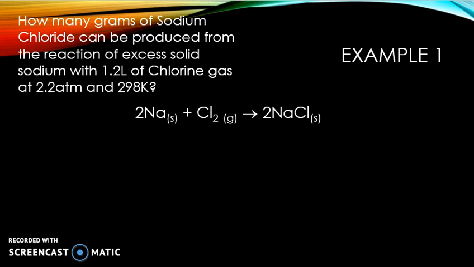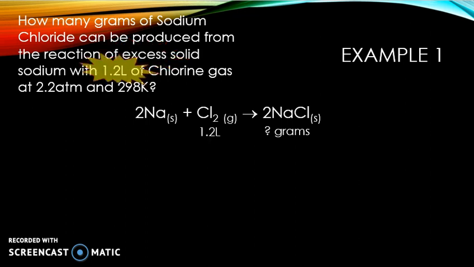The second step in my process is to take the numbers that they give you and layer them underneath each chemical to make the planning process a little easier. So first of all, I notice that they're asking for the number of grams of sodium chloride. So I'll write that underneath my sodium chloride. I also notice that they tell me that we're using excess solid sodium. Now remember that in chemistry-ese, that fake language that we've been learning all year, excess means ignore it in chemistry language. So we're not even going to worry about the sodium in this problem at all.